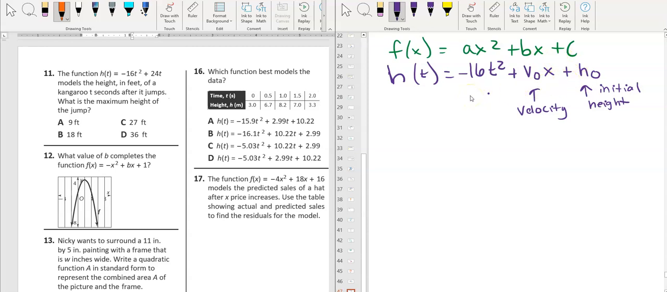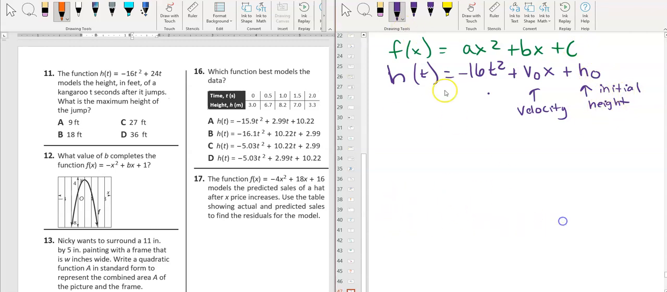Vertical velocity is this formula, which represents vertical velocity and is used in the real world. It is always negative 16t squared for your ax squared. That's just always that way. It just happens in nature. And then the b value is the velocity that the person or thing is jumping or being thrown at. And h sub o, or c, is the initial height that the object is standing.